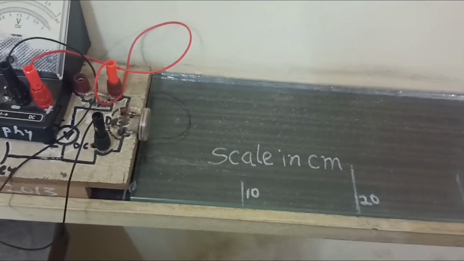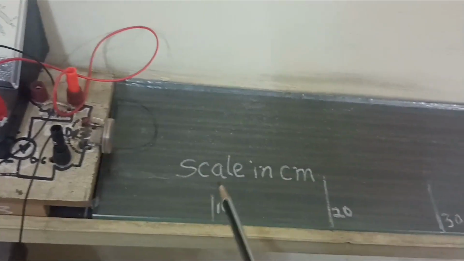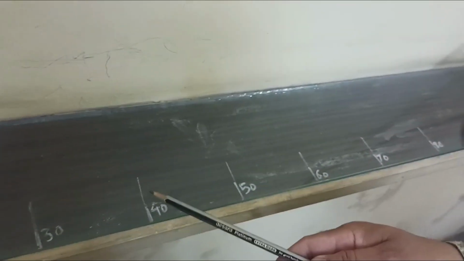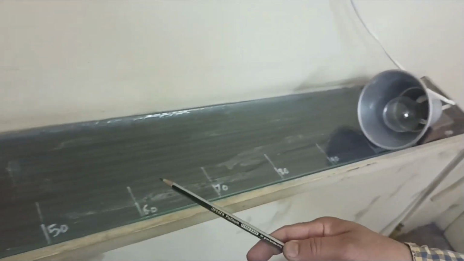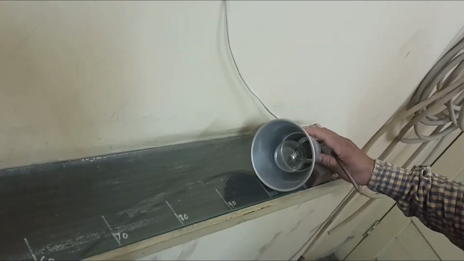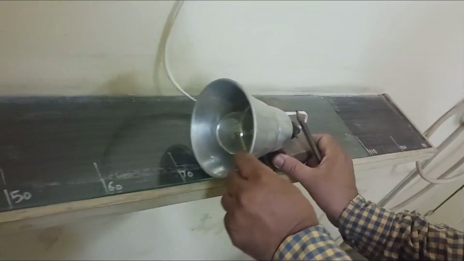Now for this particular experiment we make the arrangement. Here is the LDR, it is at 0. Now it is 10 centimeter, 20 centimeter, 30, 40, 50, 60, 70, 80, 90, and this is the 100. Okay, 100 centimeter distance from this lamp to the LDR, and we are just moving it in this direction.